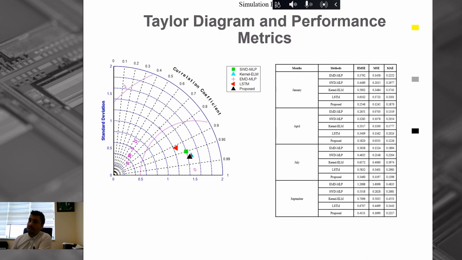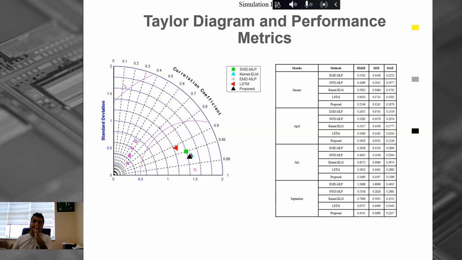According to the results in the left side figure, this is a Taylor diagram. In this diagram, the closer the correlation coefficient value is to 1, the more linear the relation between the actual data and the predicted data. However, the lower the standard deviation and the root mean square deviation values on the graph, the higher the performance of the model. According to the figure, the CEEMDAN kernel ELM, represented by a black triangle, offers the best estimation results.